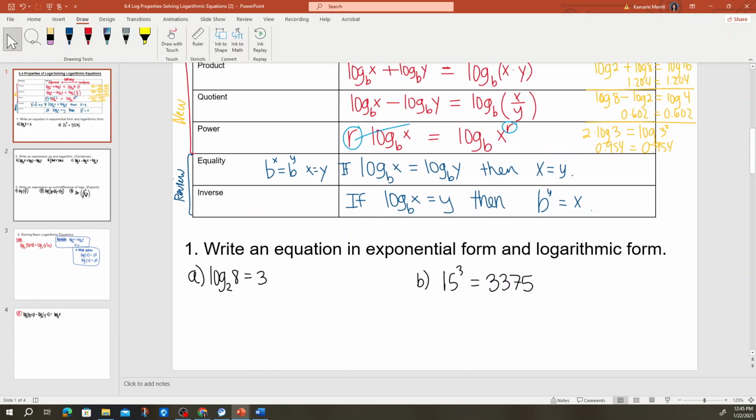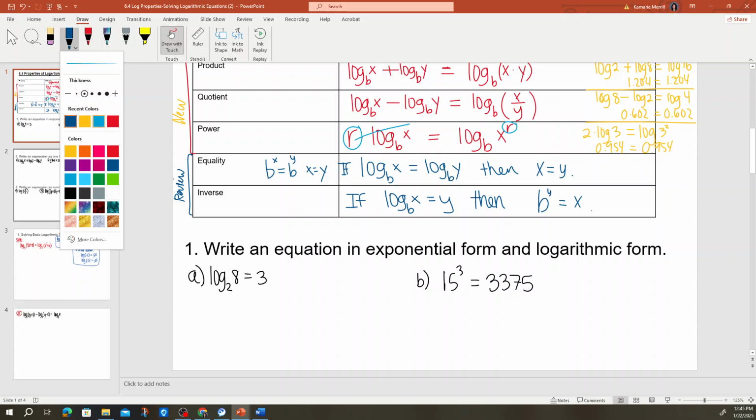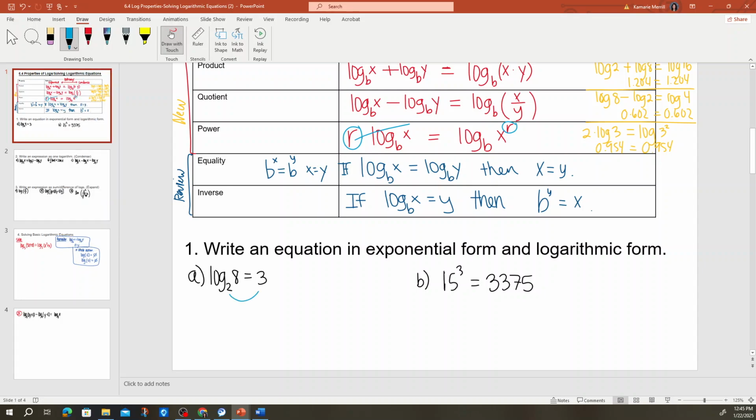Numbers 1 through 4 remind you of simplifying or switching back and forth. So let's just refresh your memory on that. How would I rewrite this log as an exponent again? What's its equivalent form? 2 to the third should equal 8. That's its equivalent form. Good.